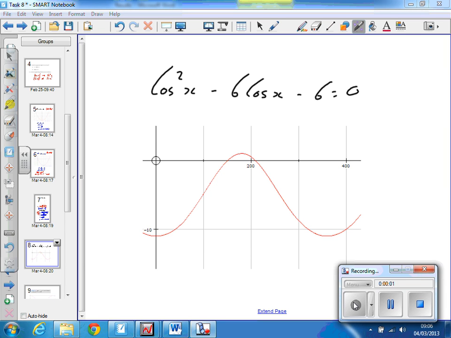Let's apply then what we've just been doing to solving quadratic equations to a trigonometric quadratic equation.